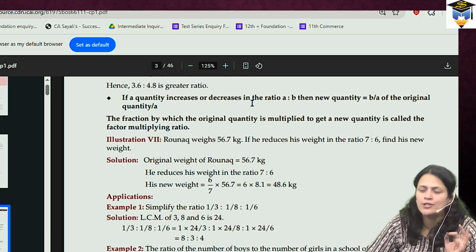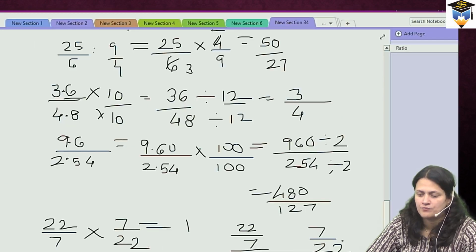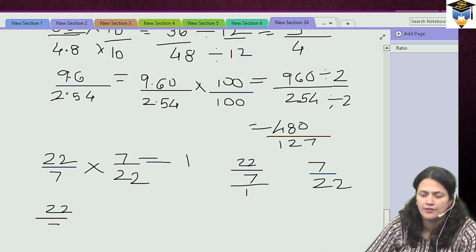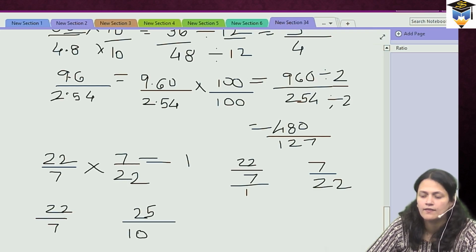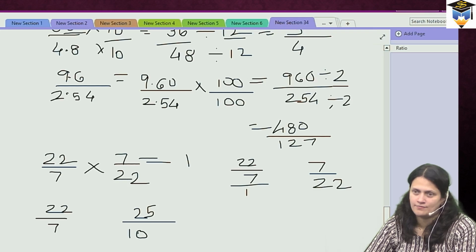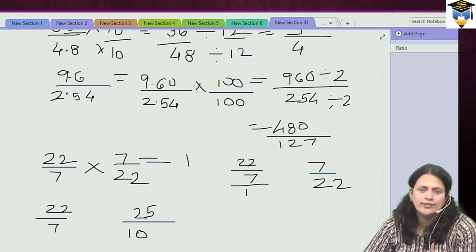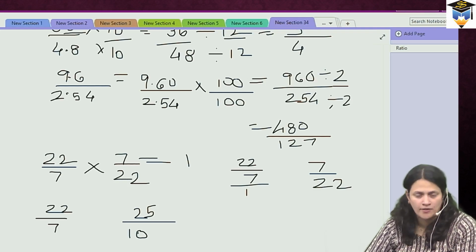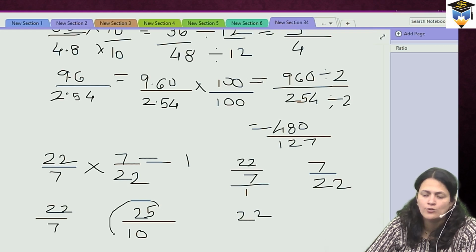If a quantity is increased or decreased in the ratio A is to B, then the new quantity will be B by A of the original quantity. So initially the ratio was given to us as 22/7. Now the ratio is increased by 3. Did you understand what I did? Numerator is increased by 3. Similarly, denominator is also increased by 3. So 22 plus 3 is 25, 7 plus 3 is 10.